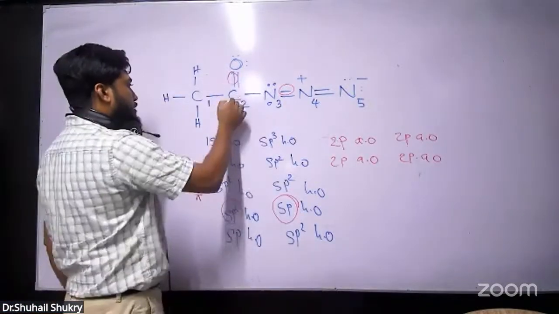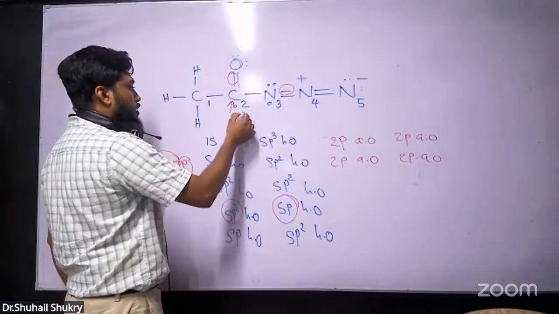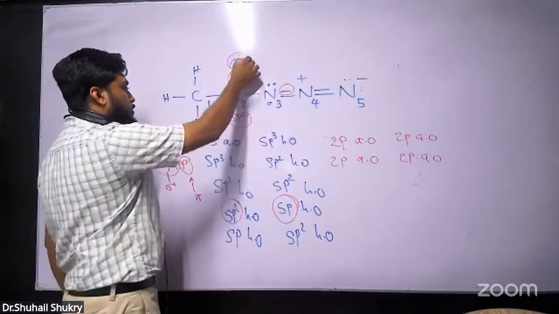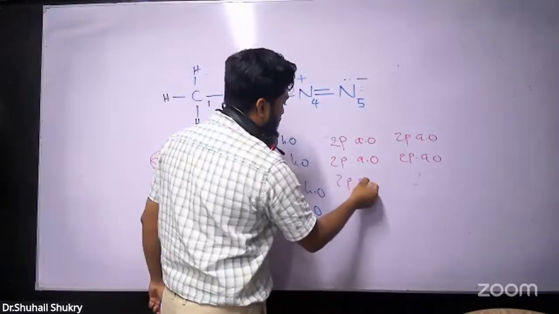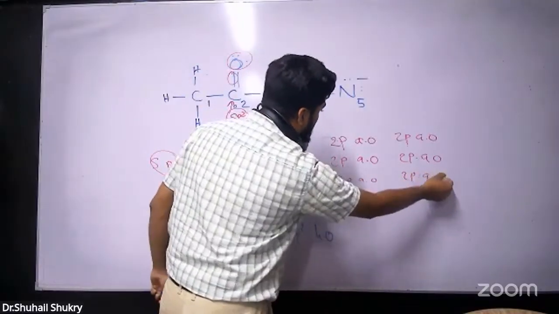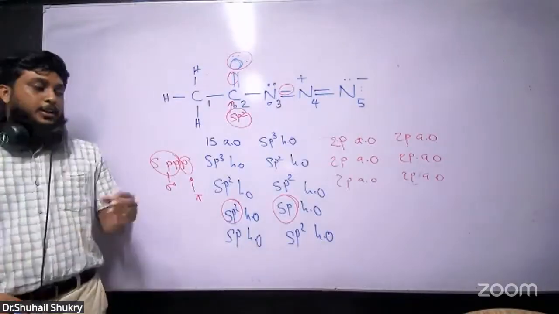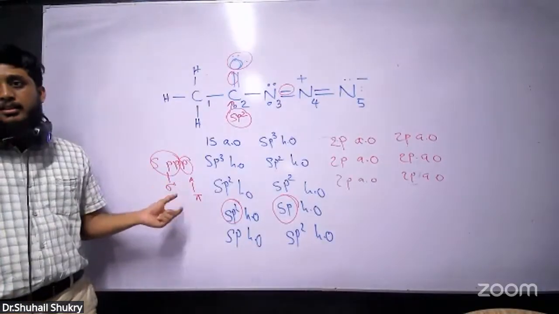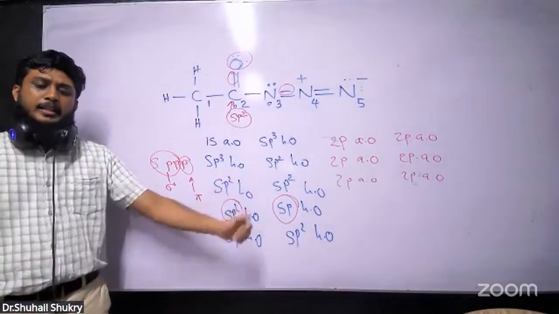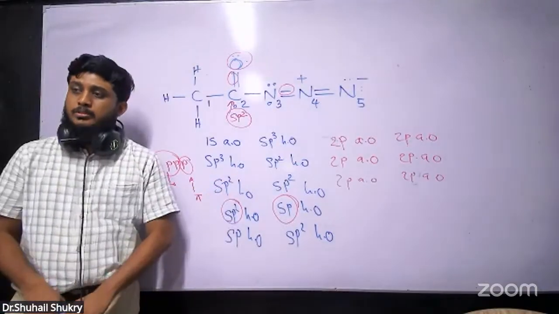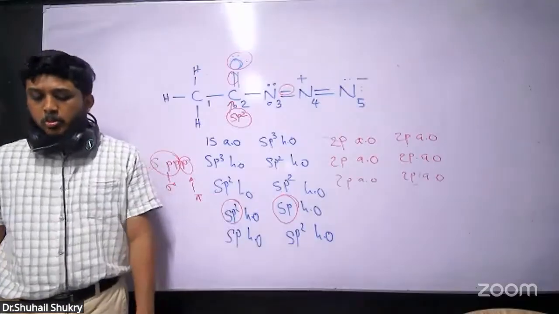This pi orbital, what is the hybridization of this? sp2. This one also 2p, this one also 2p, everything is 2p atomic orbital. Every time it is 2p, that will be the answer. You just check who is involved in hybridization, then whichever next atom's orbital is involved makes the pi orbital. Are you clear? All right.